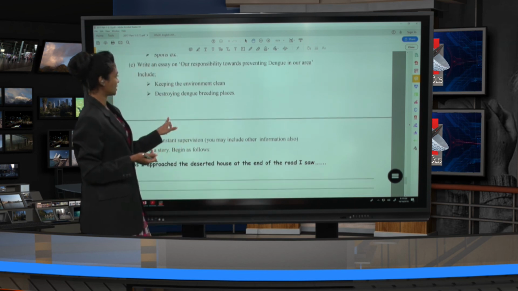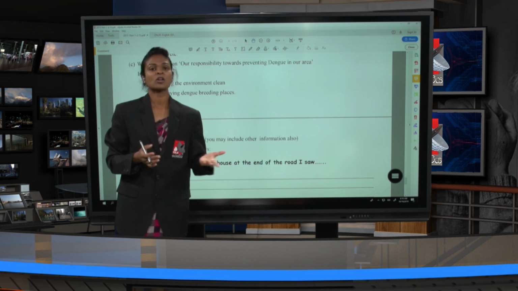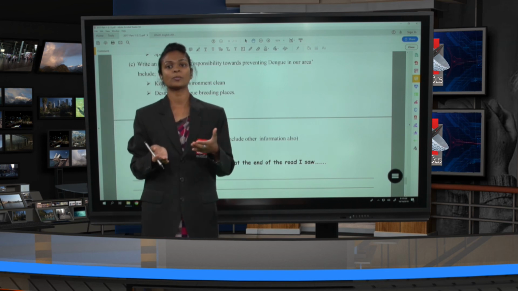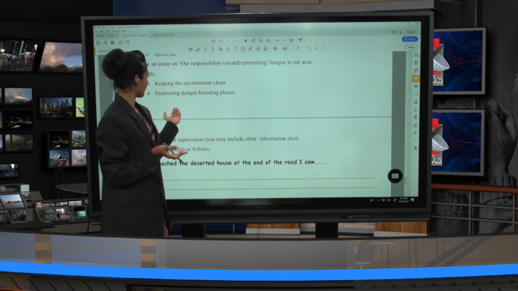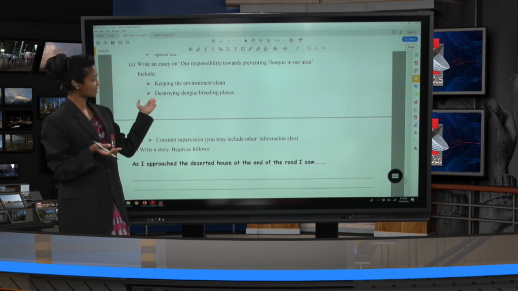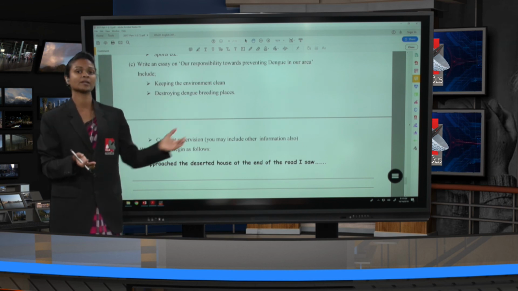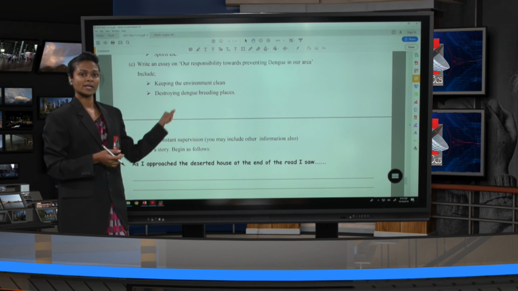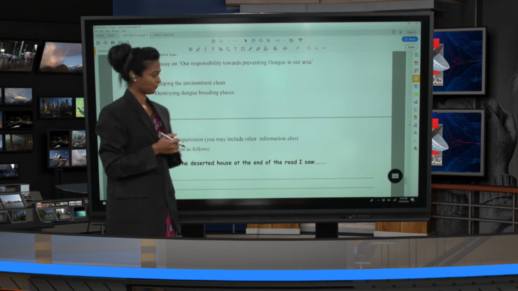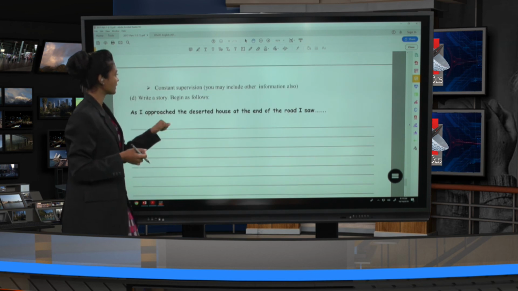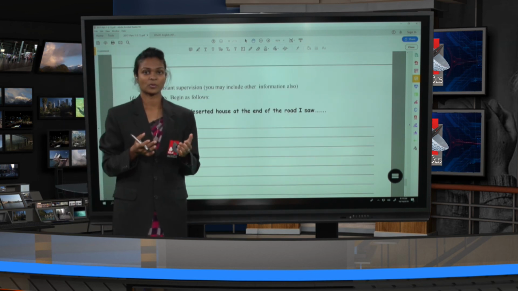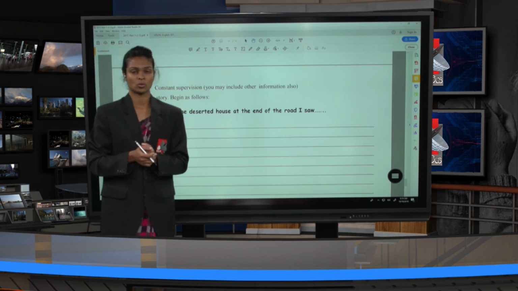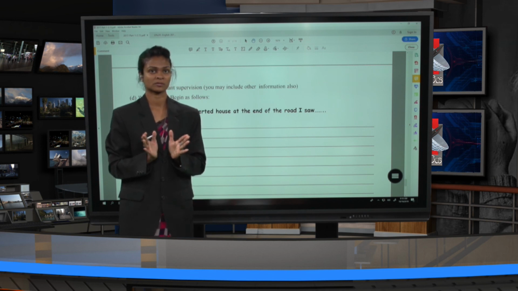Here what you have to mention is, definitely all of us have to keep the environment clean to remove the mosquito breeding areas and destroy them. The second one given is destroying dengue breeding places. So under these 2 points you can expand your essay. And another point is given, constant regular supervision. You may include other information also.